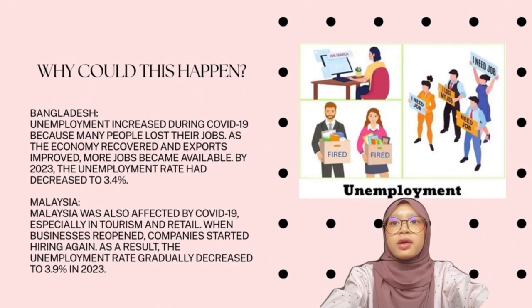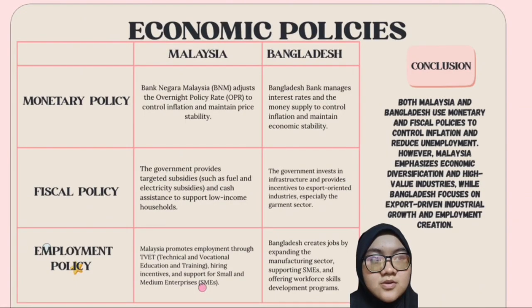Meanwhile, Malaysia was also affected by COVID-19, especially in tourism and retail. When businesses reopened, companies started hiring again. As a result, the unemployment rate gradually decreased to 3.9% in 2023. So for the economic policies, monetary policy for Malaysia, Bank Negara Malaysia adjusts the overnight policy rate to control inflation and maintain price stability. For Bangladesh, the Bangladesh Bank manages interest rates and the money supply to control inflation and maintain economic stability.